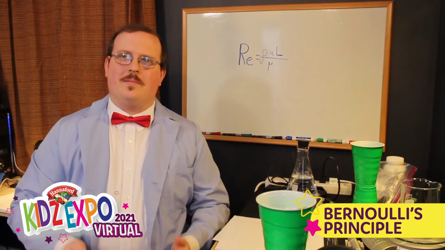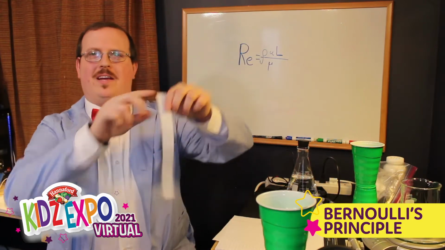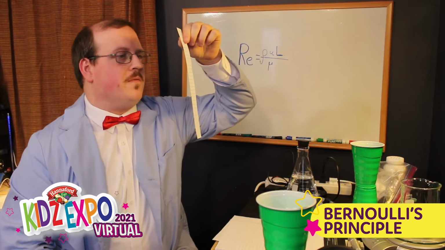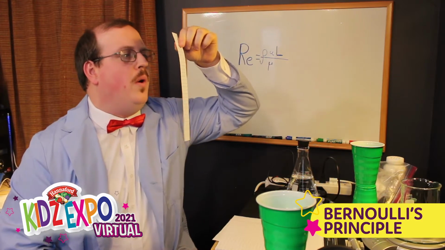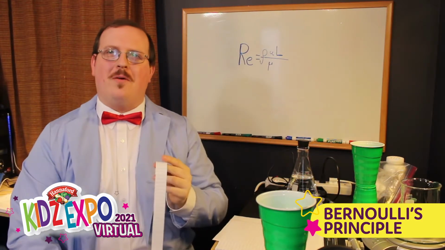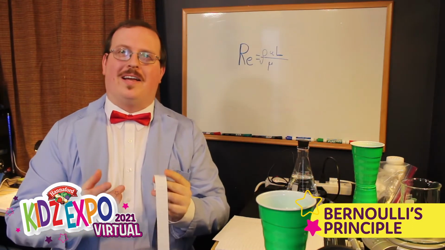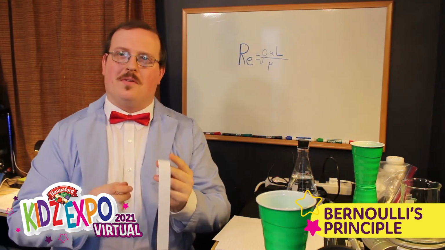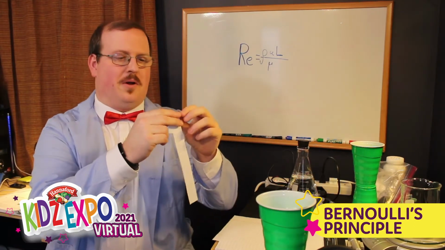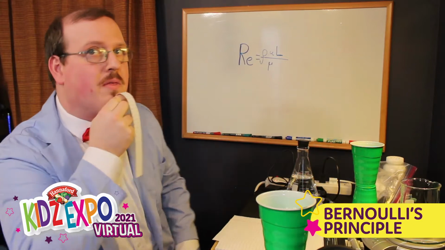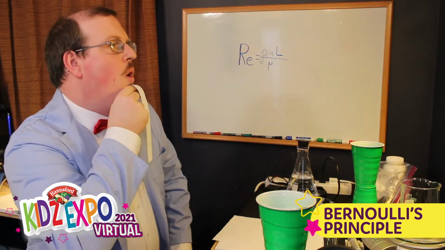So take a look. I've got a strip of paper right here. Now, of course, I can blow on it. I can put a force on it and it moves upward. But what if I wanted to move it upward without ever directly blowing on it? I can use Bernoulli's Principle for this. Watch this. I'm going to put a little fold into it. I'm going to hold it up under my mouth and watch this.